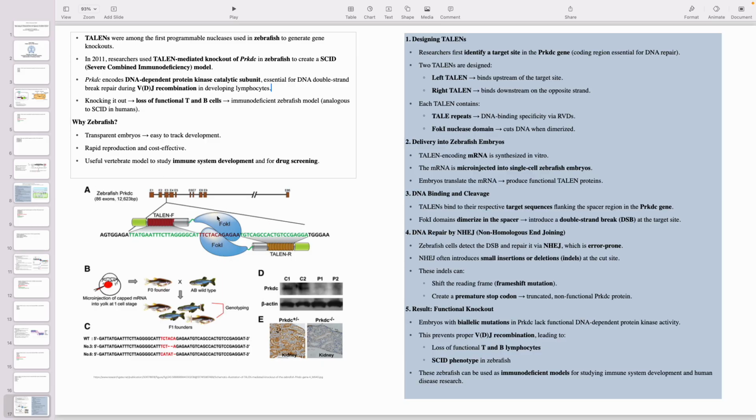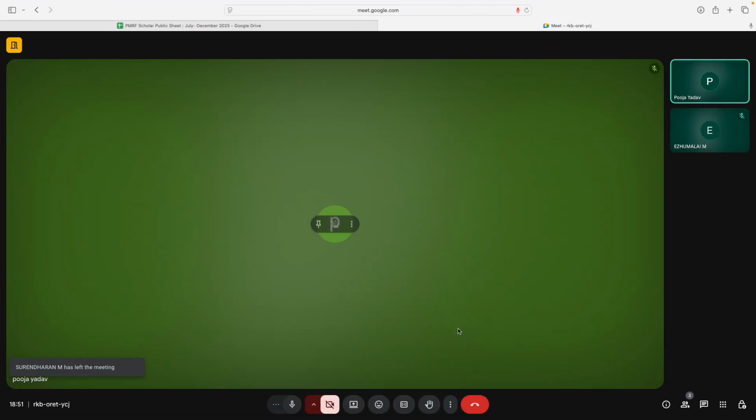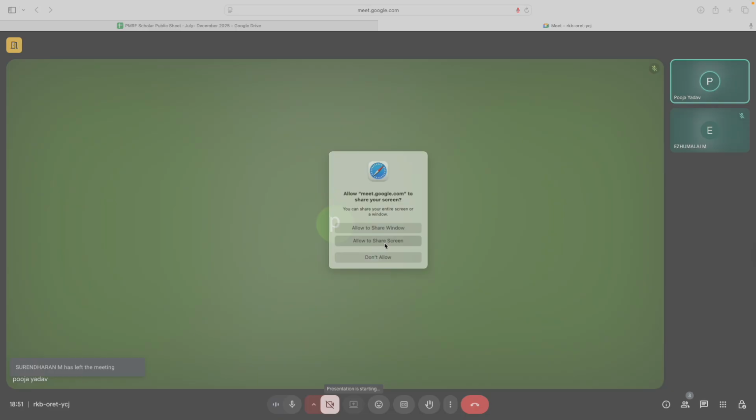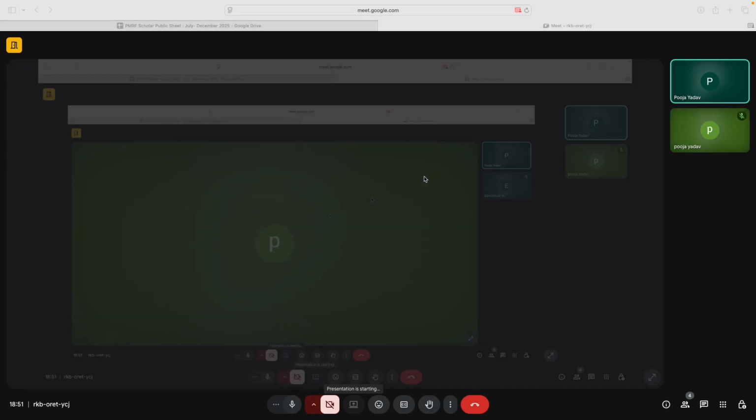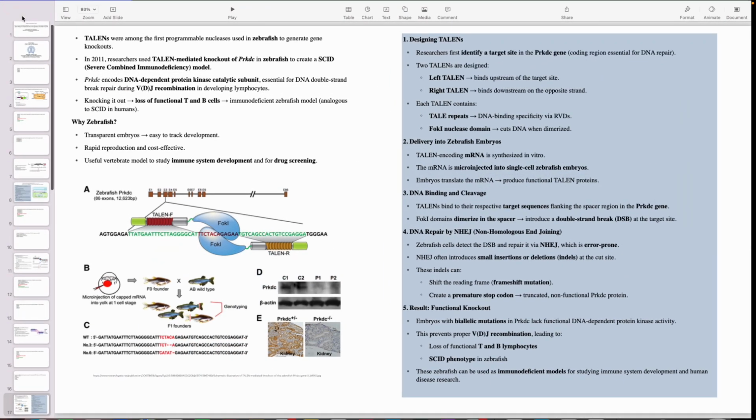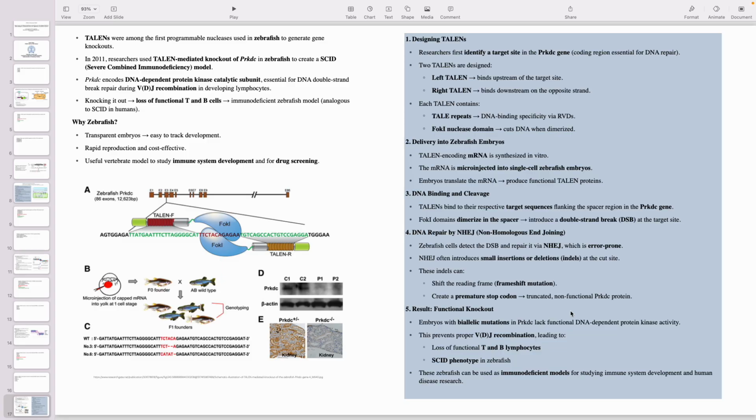After this double-stranded break, it goes into the DNA repair pathway. It gets repaired by non-homologous end joining repair. Since we want this gene to be non-functional, we do not provide any template donor DNA, so that it goes into non-homologous end joining and creates a frameshift mutation. This frameshift mutation leads to the loss of function of this particular gene, so that they could generate the SCID zebrafish model.